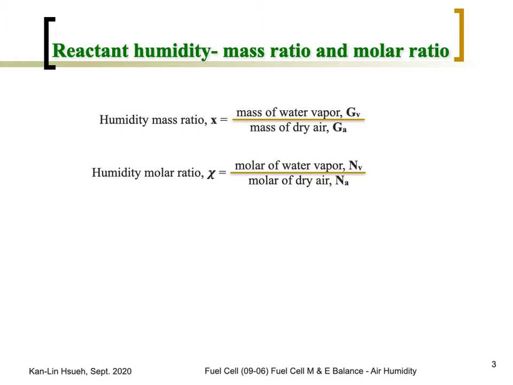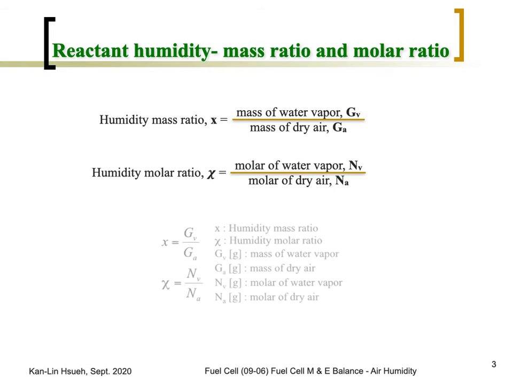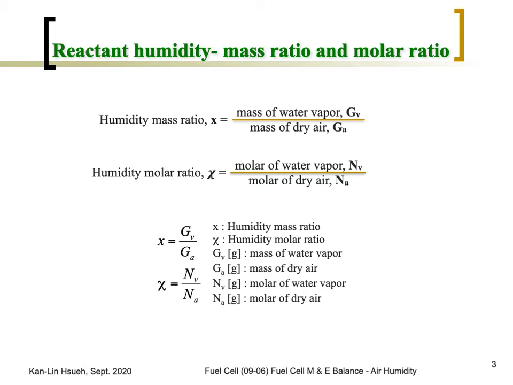The mass ratio humidity X is the mass of water vapor divided by the mass of dry air. The humidity based on the molar ratio, Xi, is equal to the moles of water vapor divided by the moles of dry air.